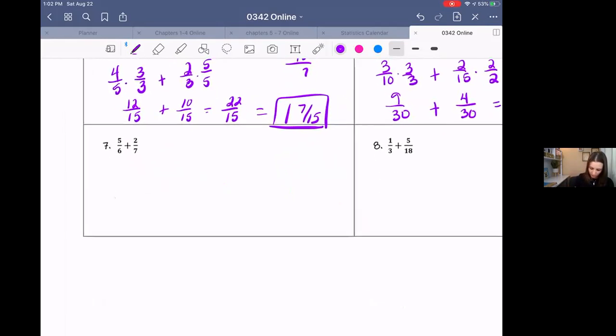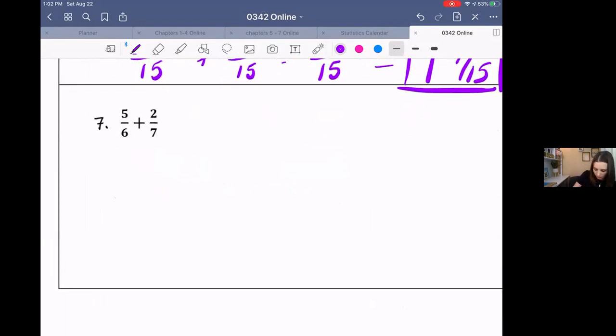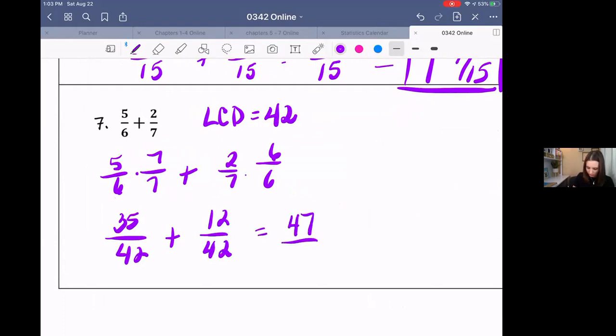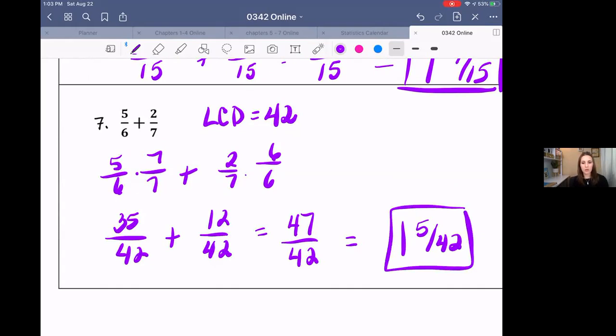Then number 7, between 6 and 7, their common denominator is 42. So we have to multiply by 7, multiply by 6. We get 35/42 plus 12/42 is 47/42, which is improper. So we divide it. You should get 1 5/42.